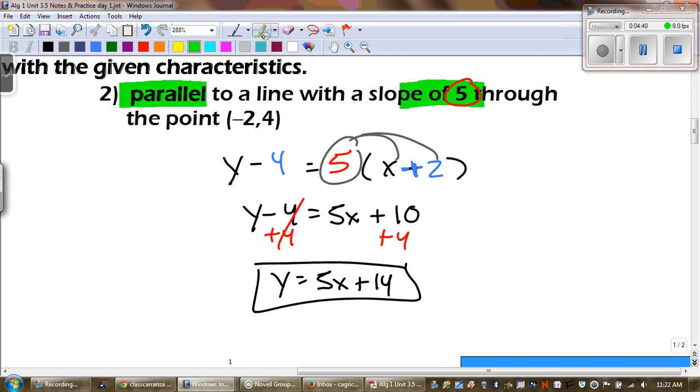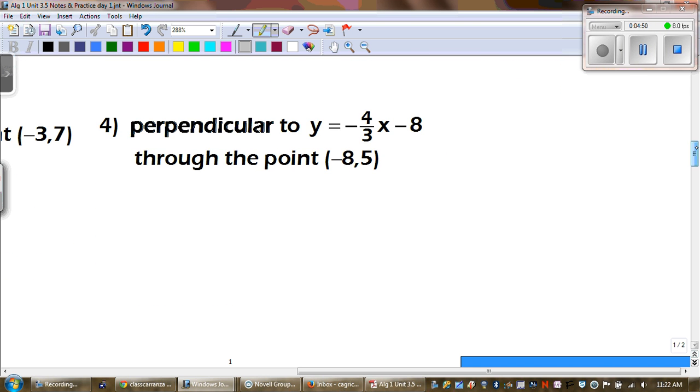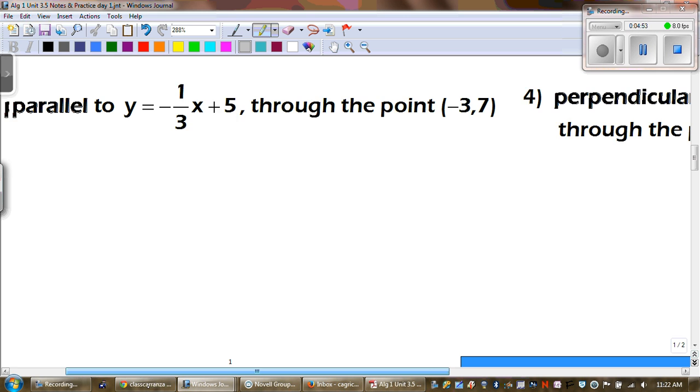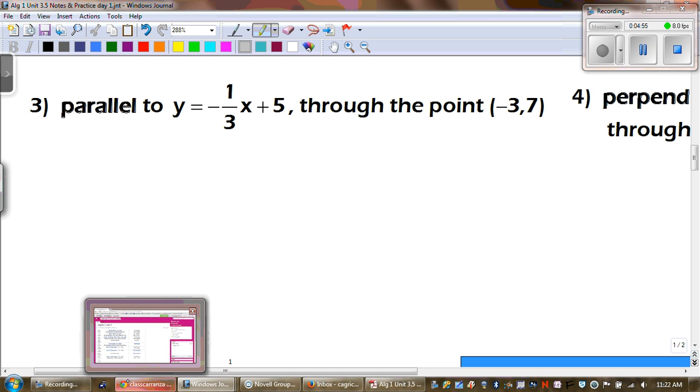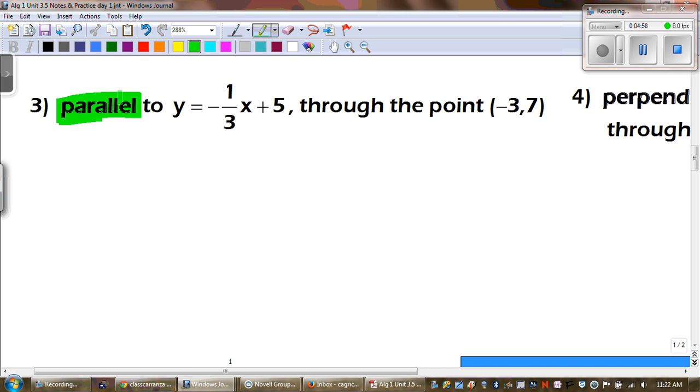Okay? So the only new thing that they're showing us right now is the slope. Okay? Is it opposite, or is it parallel, or is it perpendicular? And you need to know those definitions. Okay? So now it's saying that we want a line parallel to negative 1/3 x plus 5 through the point negative 3, 7. I'd be like, Mr. Grice, they don't give me the slope. Yeah, they do. Slope's right there. Okay? We have to steal the slope from that other equation and then plug into point slope.